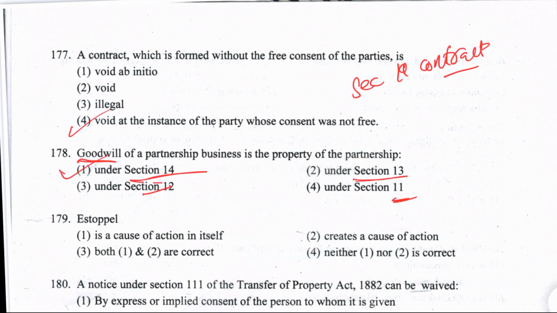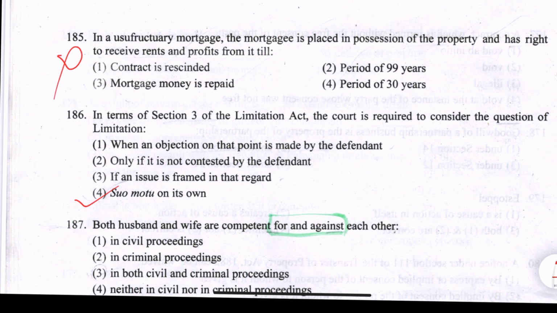Estoppel. Option 1: it is a cause of action in itself, it creates a cause of action. Both 1 and 2 are correct, or neither is correct. It is neither is correct. Estoppel is basically what? It is a general principle. It does not create any cause of action. Come to question number 187.